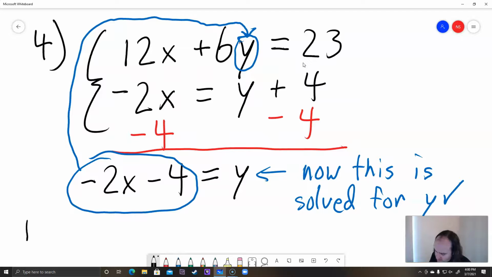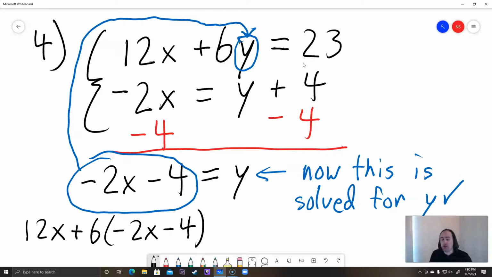Well, the top equation is now going to be 12x plus 6 times negative 2x minus 4. And notice, because negative 2x minus 4 has more than one term, I put parentheses around it so that the 6 right here will distribute to each of those terms. That's important. You don't want to forget that. Otherwise, you get the wrong answer. So we have 12x plus 6 times the quantity negative 2x minus 4 equals 23. So this one's a lot more messy. There's a lot more numbers and letters and everything going everywhere.